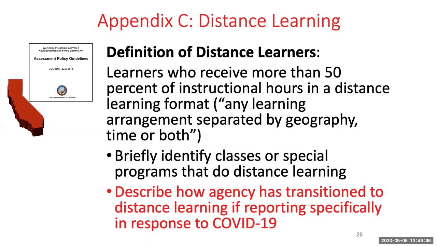So the definition of distance learning is what we've said already. It talks about the 50% rule. Now, in this year's policy, you're going to want to describe how you've transitioned to distance learning. You really need to make it more like an Appendix D for that, but the definition of distance learners is the same. Next slide, please.